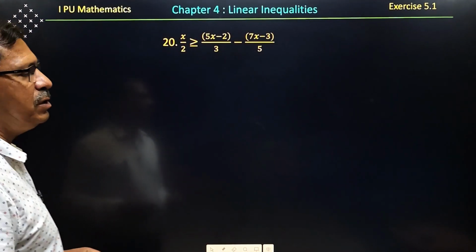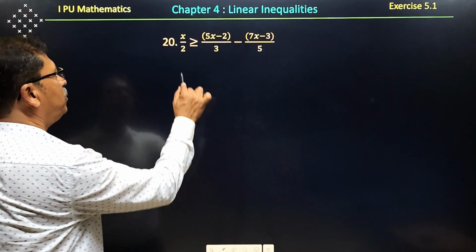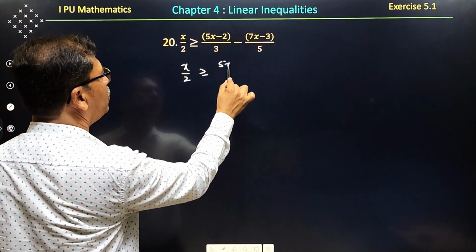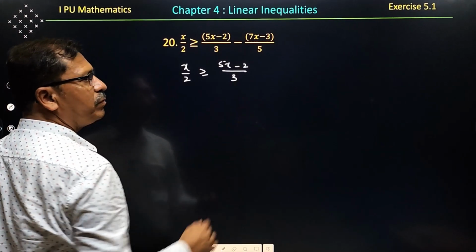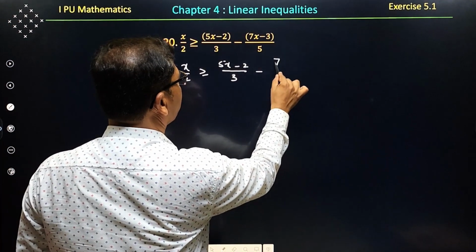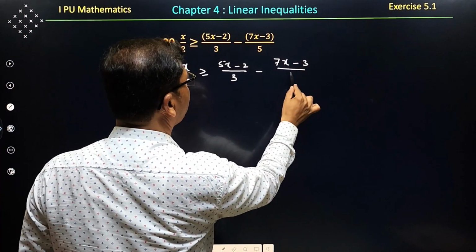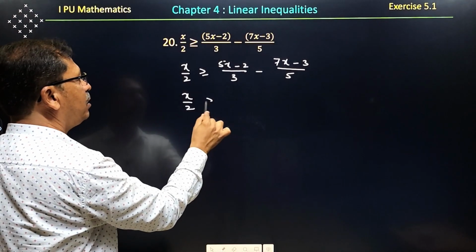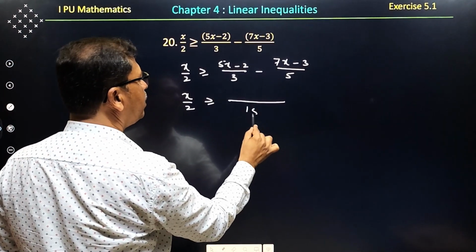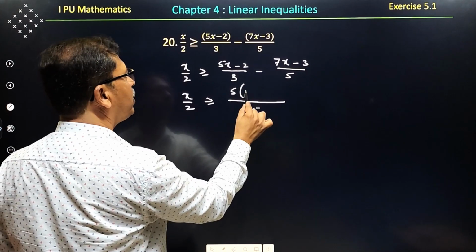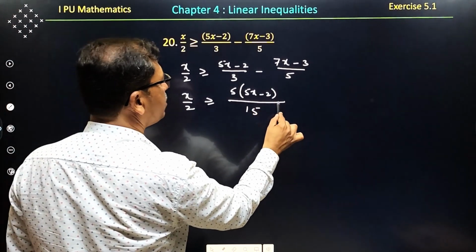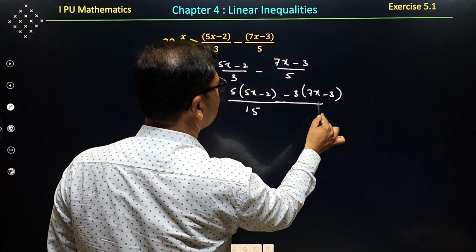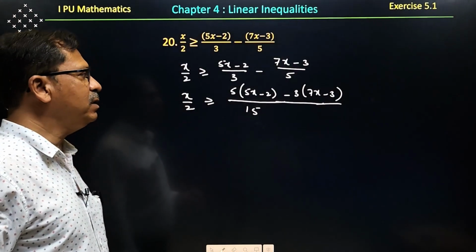Now let me take the next example. x by 2 is greater than or equal to (5x minus 2) divided by 3, minus (7x minus 3) divided by 5. Okay. So this is x by 2 greater than or equal to, LCM is 15. 5 into bracket 5x minus 2, minus 3 into bracket 7x minus 3.